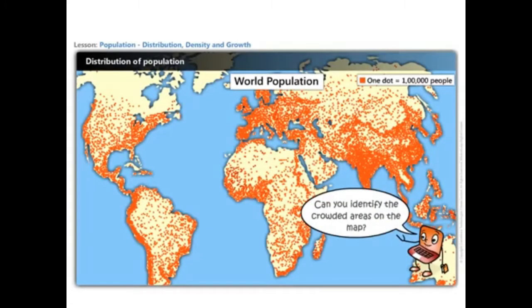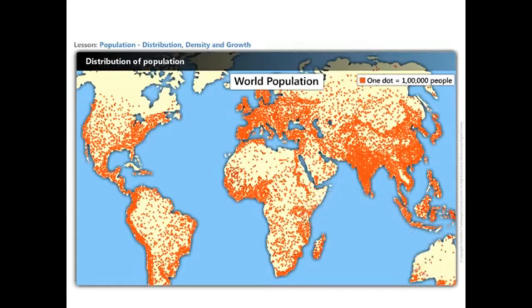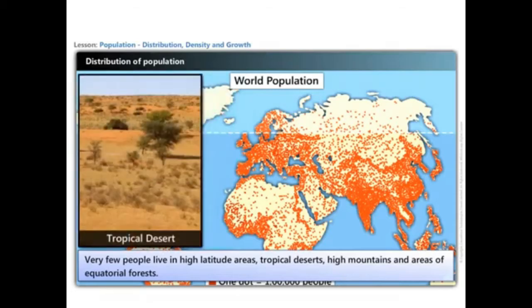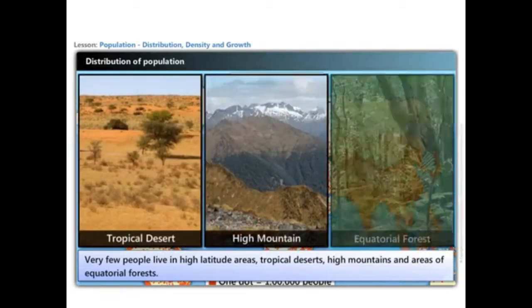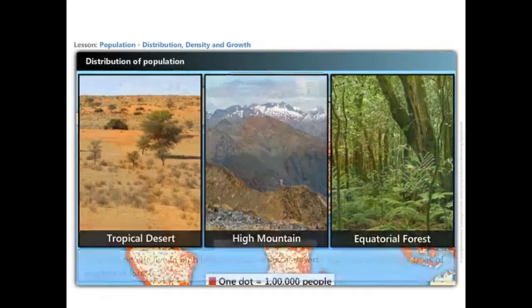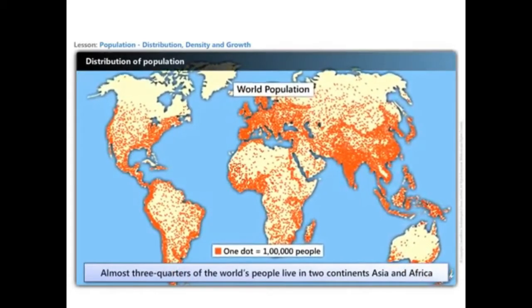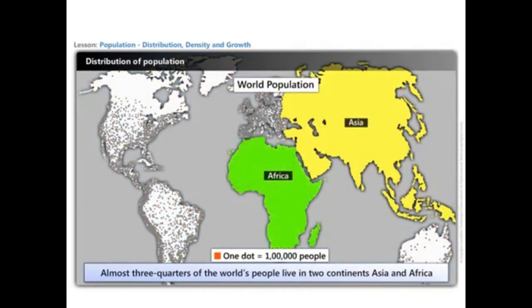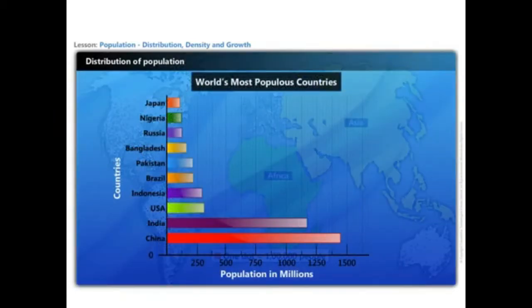Can you identify the crowded areas on the map? The crowded areas are South and Southeast Asia, Europe and Northeastern North America. Very few people live in high-altitude areas, tropical deserts, high mountains, and areas of equatorial forests. Almost 3/4 of the world's people live in 2 continents, Asia and Africa. 60% of the world's people stay in just 10 countries. All of them have more than 100 million people.